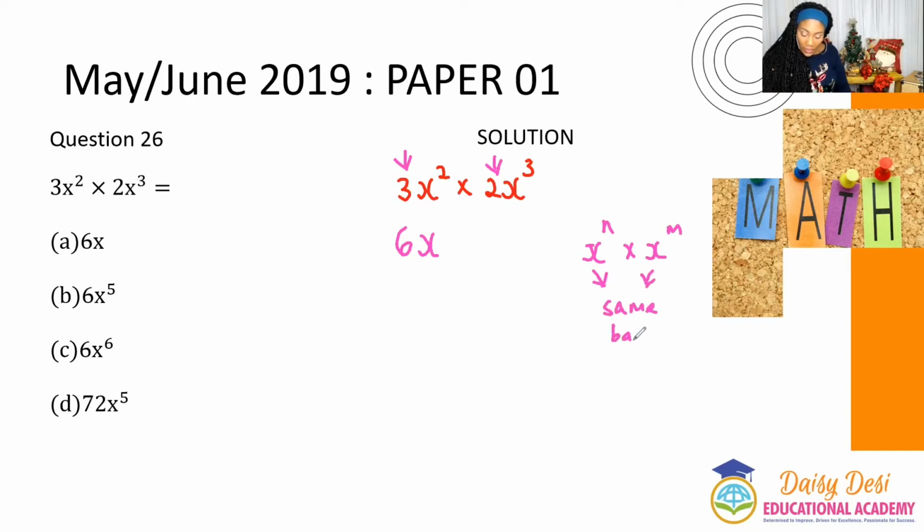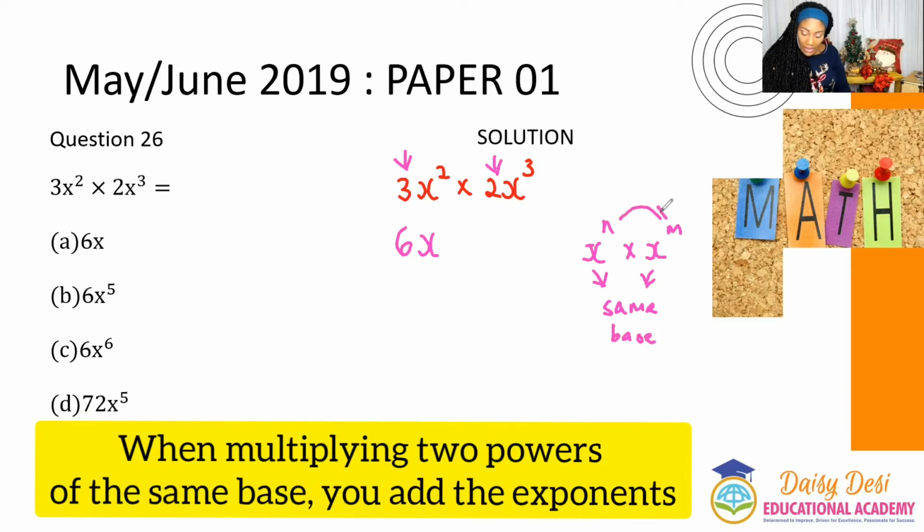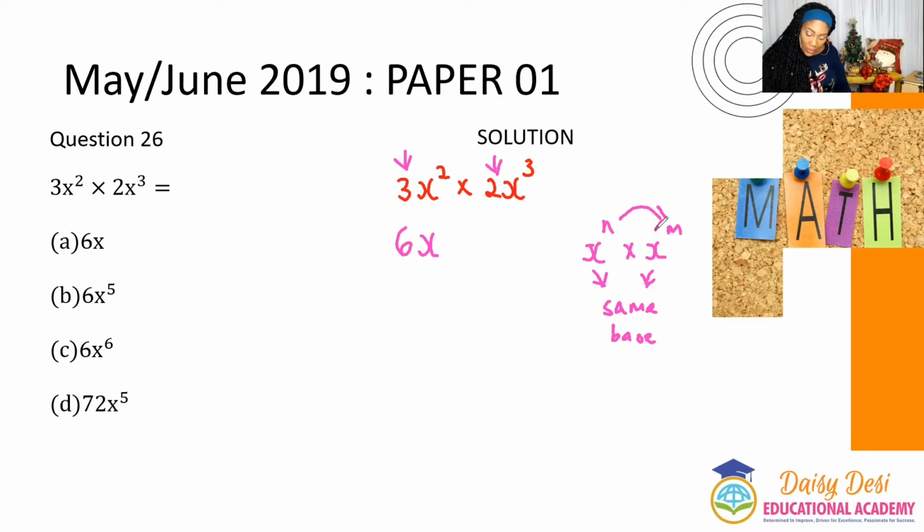right? So when we have indices of the same base, you have to add the index, right? So that's n plus m. So we have x to the power of n plus m. So basically you have x squared and you have x cubed. So you're adding 2 plus 3. So that's 6x to the power of 5. That is the answer. Moving on.